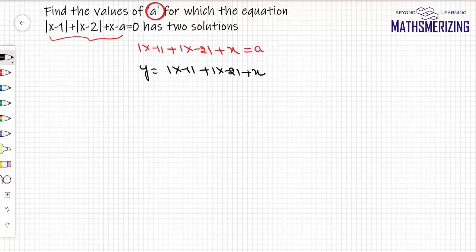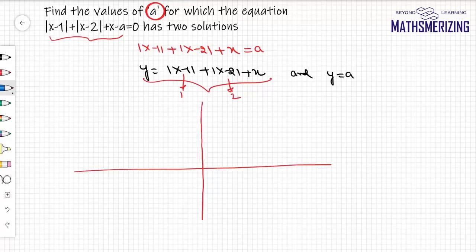So I'll draw the graph of y equals mod of x minus 1 plus mod of x minus 2 plus x, and I'll draw the graph of y equals a. So we have already drawn such graphs in previous lectures. So here definition changes at 1 and here definition changes at 2. So I'll draw the axis. I'll find the values. When x is 1, value of y is 2, and when x is 2, value of y is 3. So I'll mark these points.